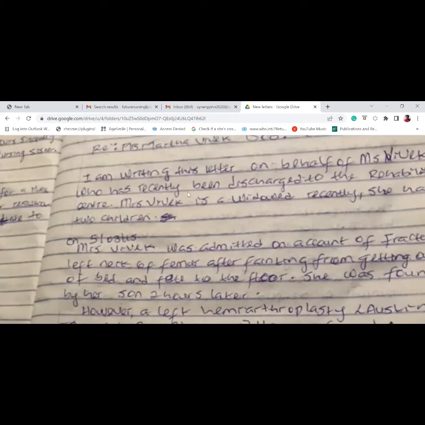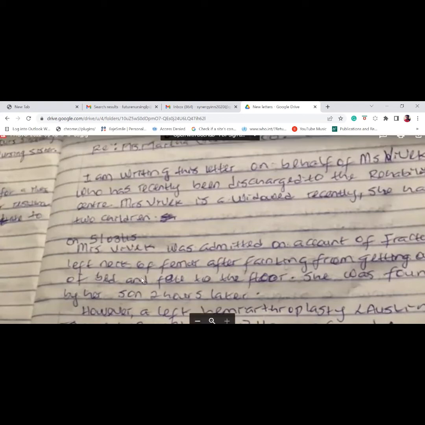So you can say, to discharge Ms. Vivek, who was admitted on account of fracture. That's the essence of the rehabilitation, since she needs some mobility support and so on. So that's how to include that. I've just given you some tips on how to write the first paragraph.